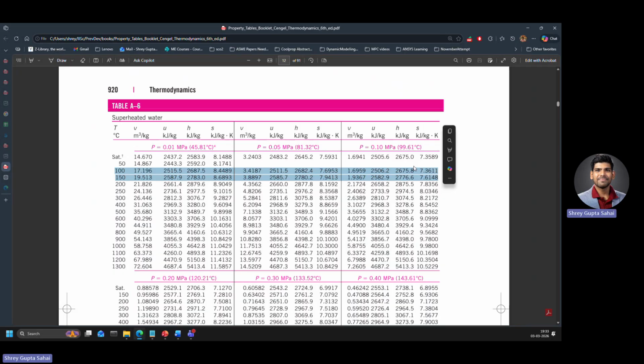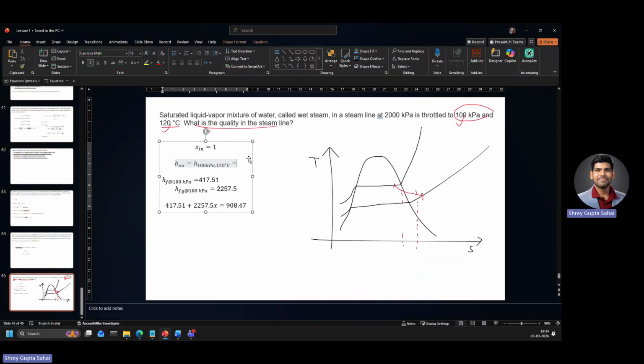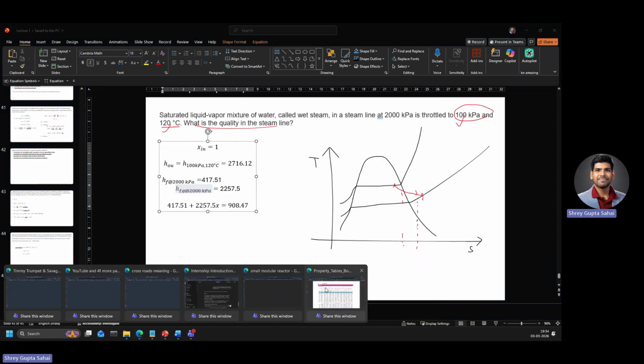The way to do it is 2675.8 plus (2776.6 minus 2675.8) times 2 by 5, which is 2. So basically, you first find out this enthalpy, which comes out to be 2716.12. Now you use this equation at 2000 kilopascals. So first we find this out. For that, we go to the saturated table.